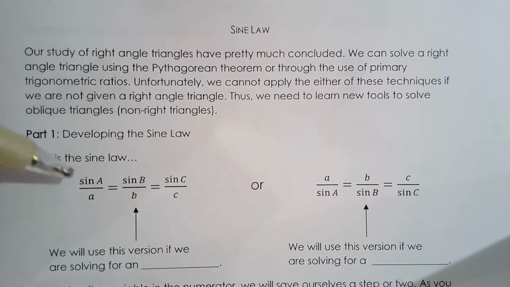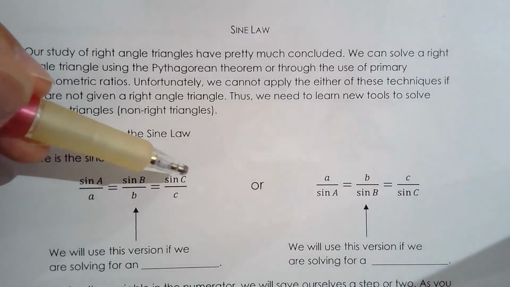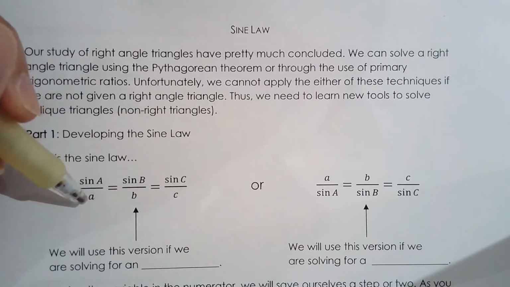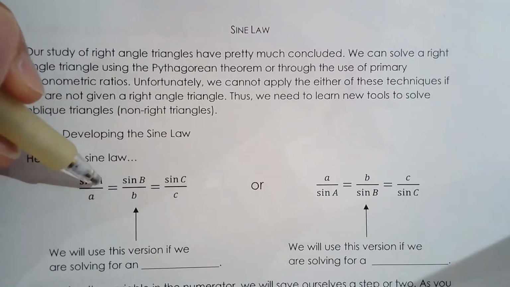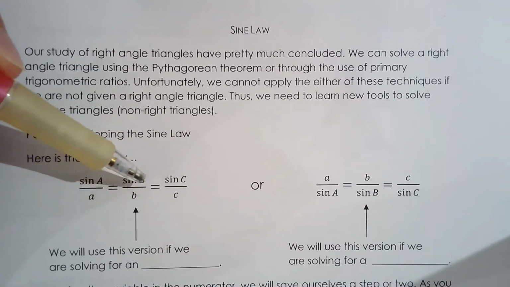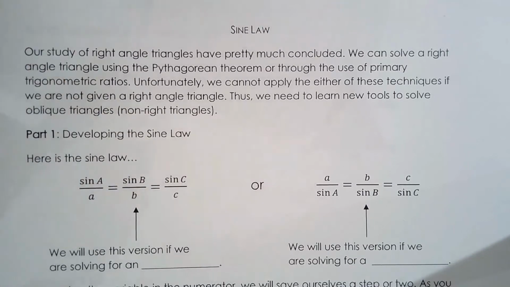For example, we have here sine of angle A over a is equal to sine of angle B over b, which is equal to sine of angle C over c. The uppercase letters are angles, so angle A, angle B, and angle C, and the lowercase are the side lengths. So side a is opposite to angle A, side b is opposite to angle B, and side c is opposite to angle C.